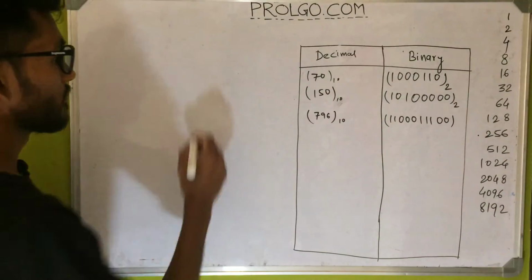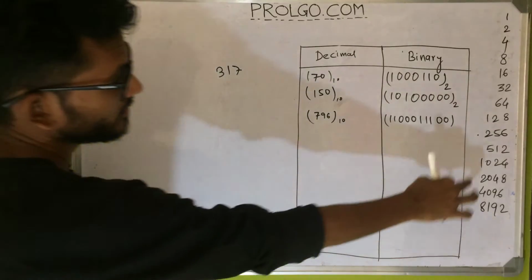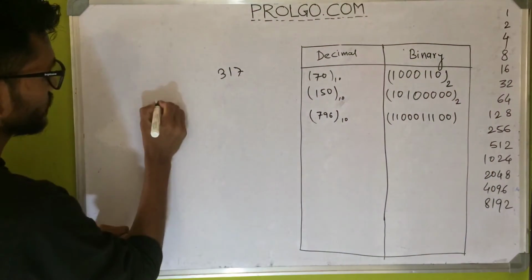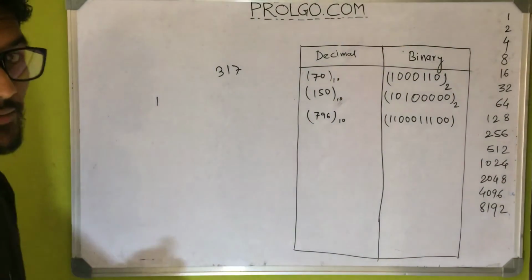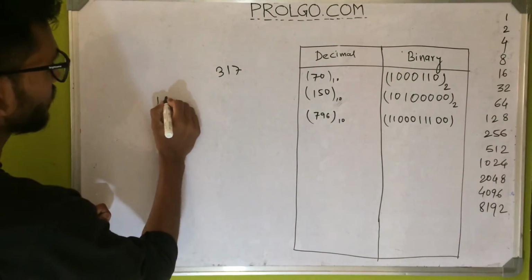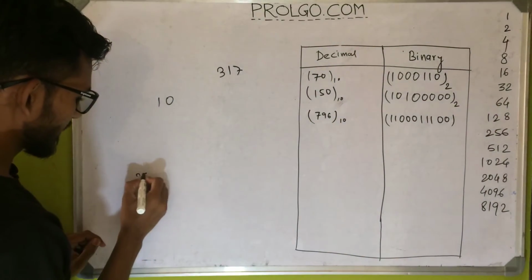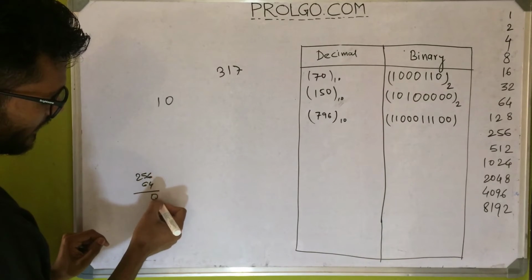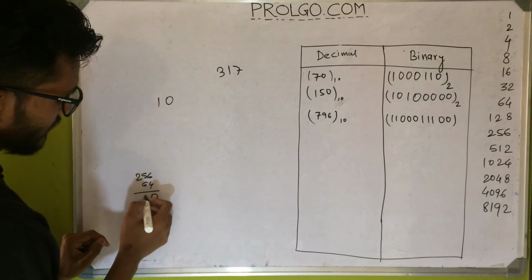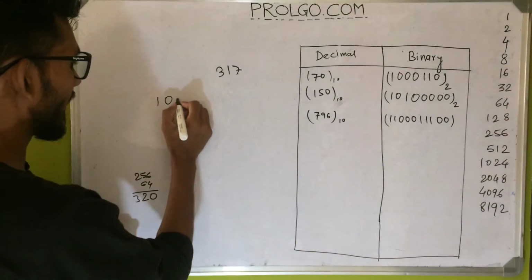Let's take another example, 317. So the nearest number is 256. So here 1, then 128. Do we have to add that? No. So it would be 0. Do we have to add 64? Let's just check it. 256 plus 64 would be 320. So no, we will also not add 64 as well.